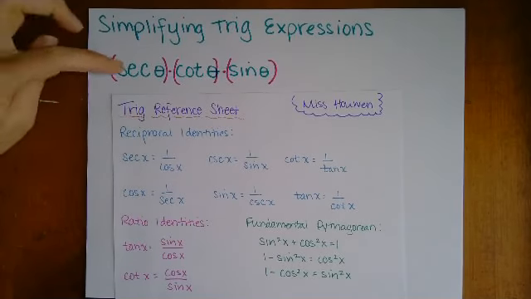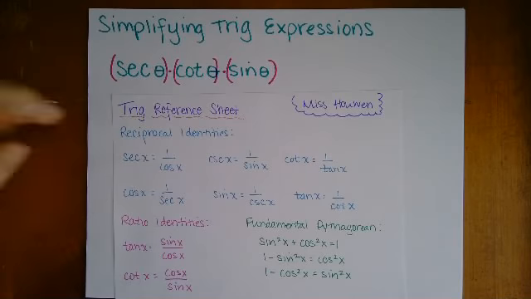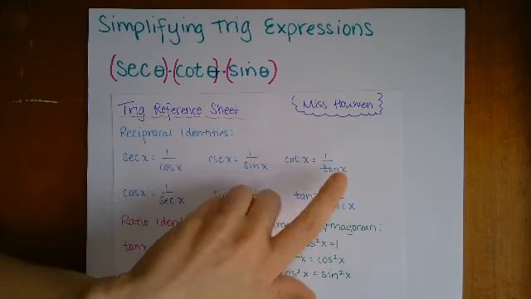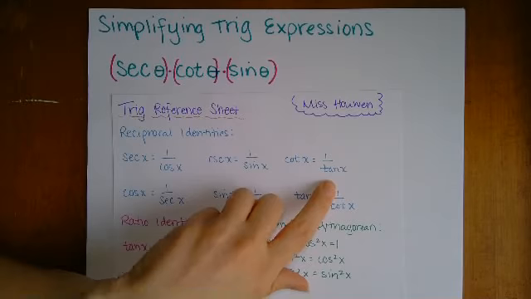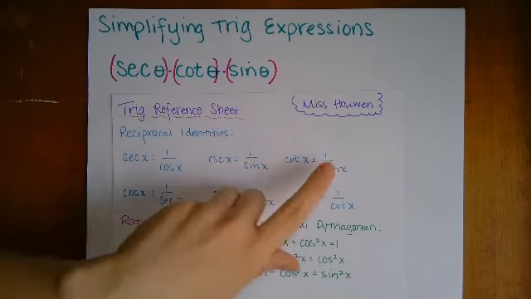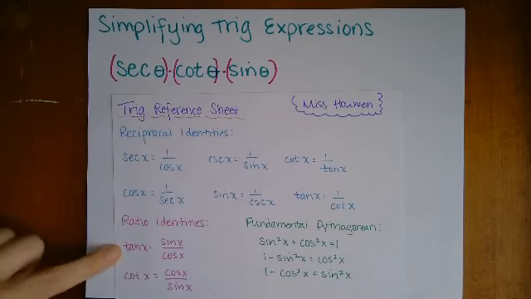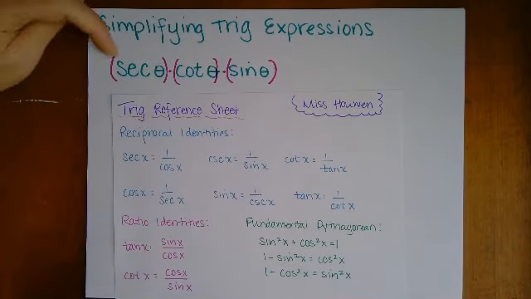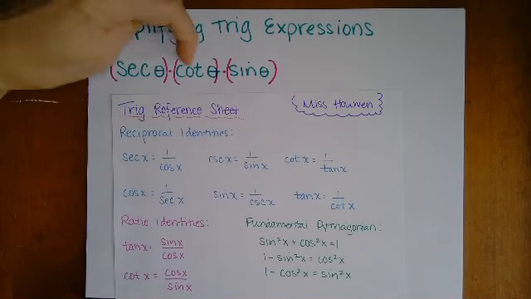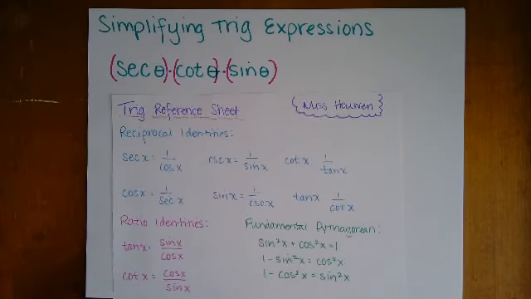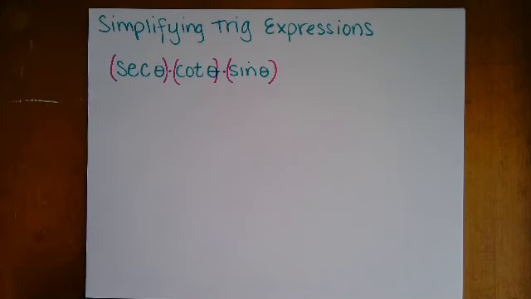So I know that the reciprocal of secant is 1 over cosine. Now the reciprocal of cotangent is 1 over tangent. However, there's no other tangent here. A really good trick is to try to change everything to sine and cosine. So instead of using 1 over tangent, I'm actually going to go down to the ratio identity and use cosine over sine. That way, when I make my substitutions, everything will be in terms of sine and cosine, which is a really good trick if you're not sure what to do.